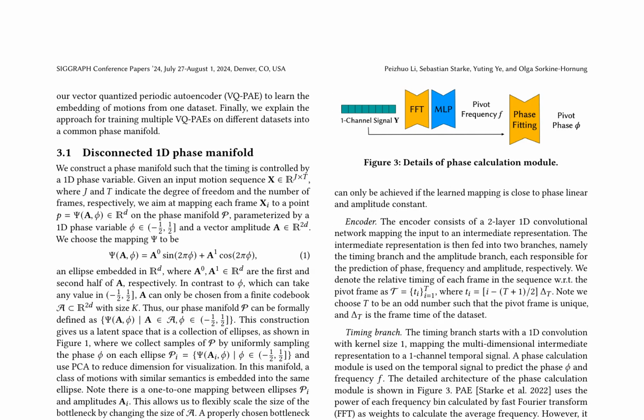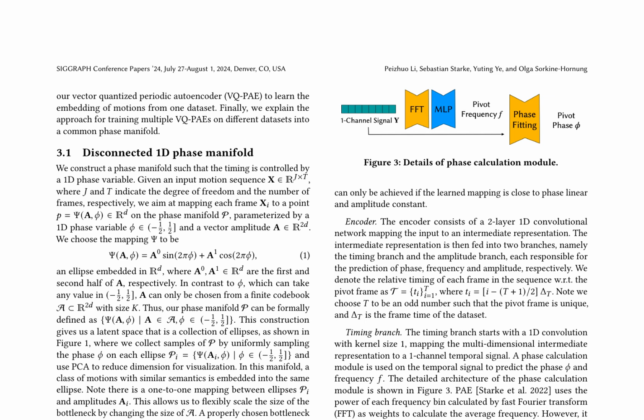The authors propose a novel method for learning motion manifolds in computer graphics, introducing the vector quantized periodic autoencoder, VQPAE. This approach aims to learn motion embeddings from a dataset and map each frame of an input motion sequence to a point on a phase manifold. The phase manifold is constructed using a 1D phase variable and a vector amplitude, with the mapping function psi being an ellipse embedded in R(d).